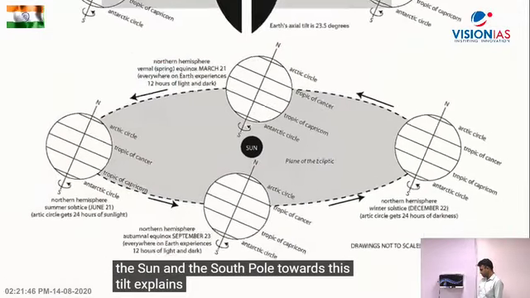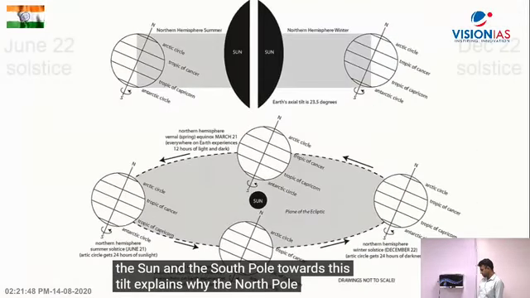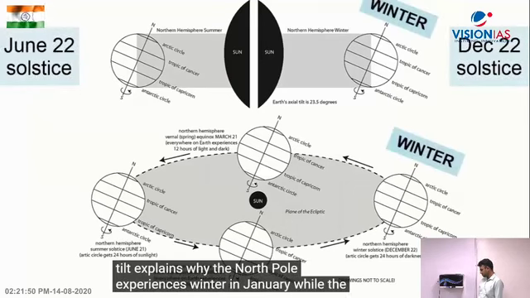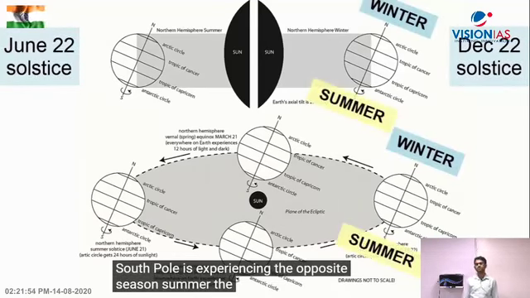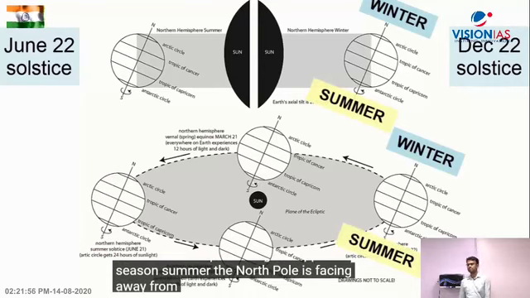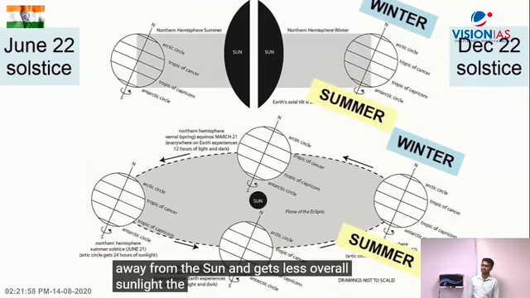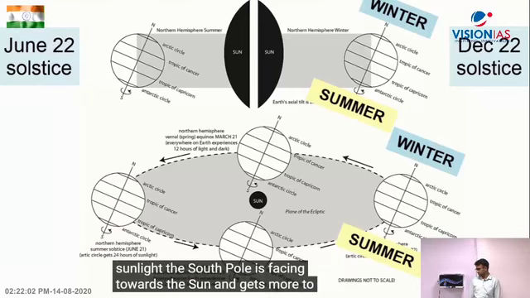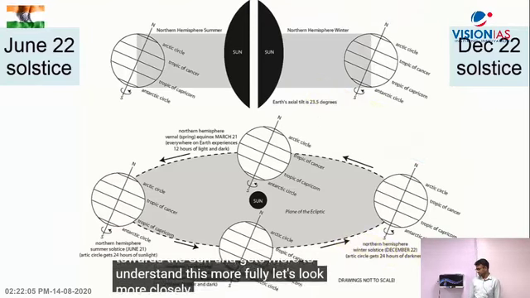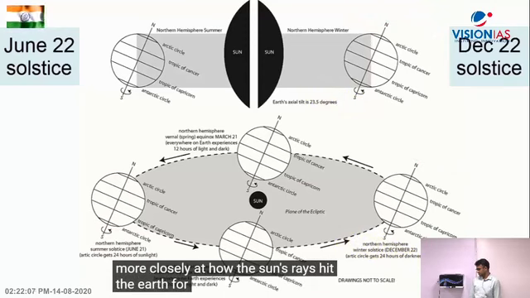This tilt explains why the North Pole experiences winter in January, while the South Pole is experiencing the opposite season, summer. The North Pole is facing away from the Sun and gets less overall sunlight. The South Pole is facing towards the Sun and gets more. To understand this more fully, let's look more closely at how the sun's rays hit the Earth.